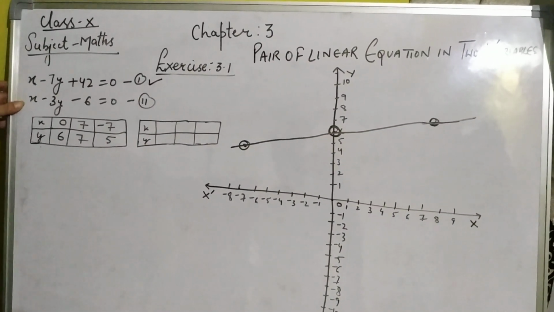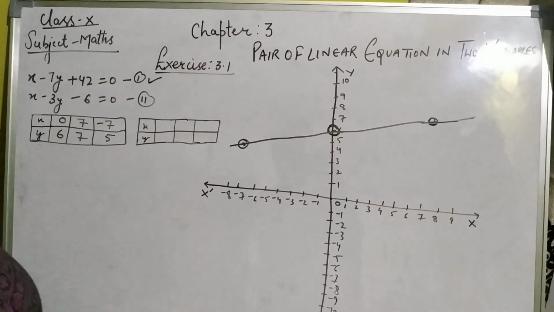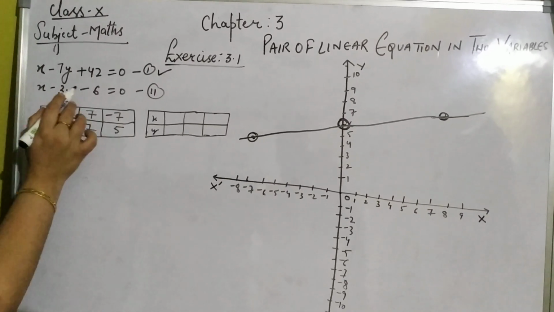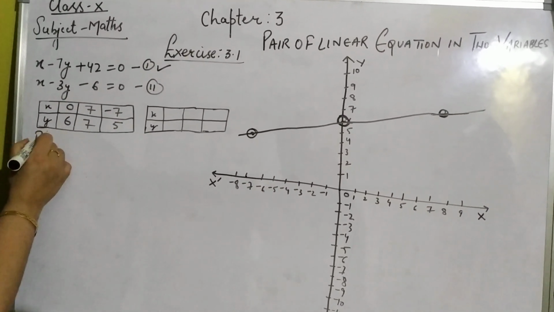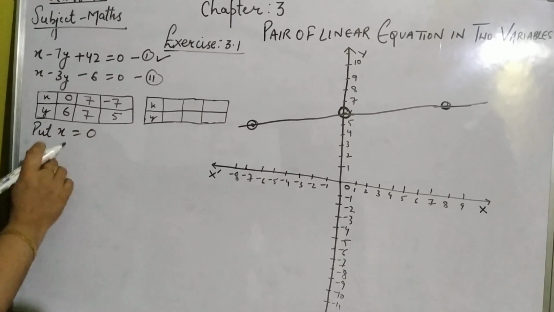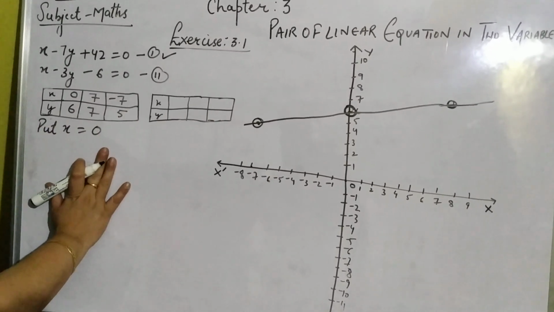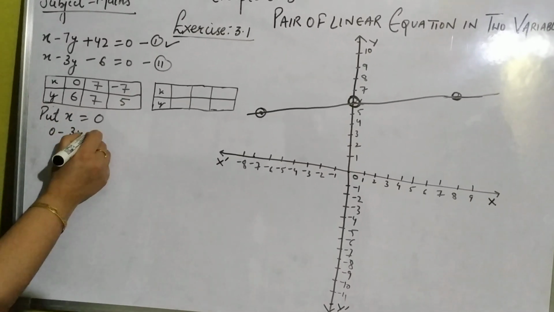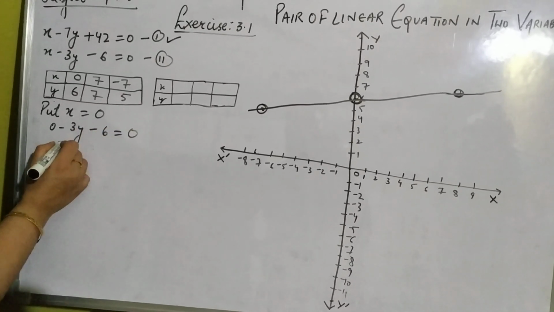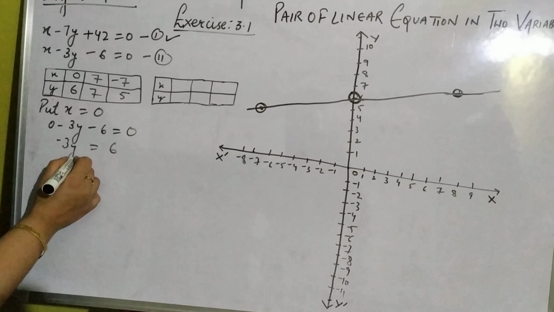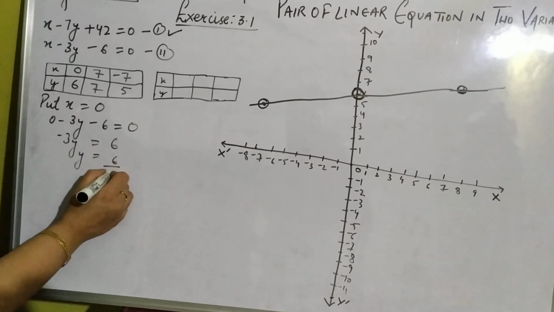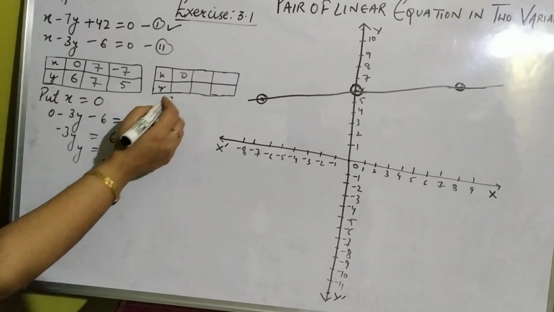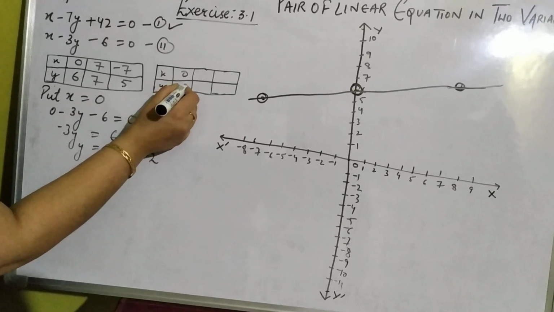Now let us draw the graph of the second linear equation in two variables. Again we have to find the points for this. The equation is x minus 3y minus 6 is equal to 0. So put x is equal to 0. By putting the value of the variable 0, it will be easy for you to find the solution. 0 minus 3y minus 6 is equal to 0. Minus 3y is equal to 6. y is equal to 6 upon minus 3, which is equal to minus 2. It means if x is equal to 0, the value of y is minus 2.